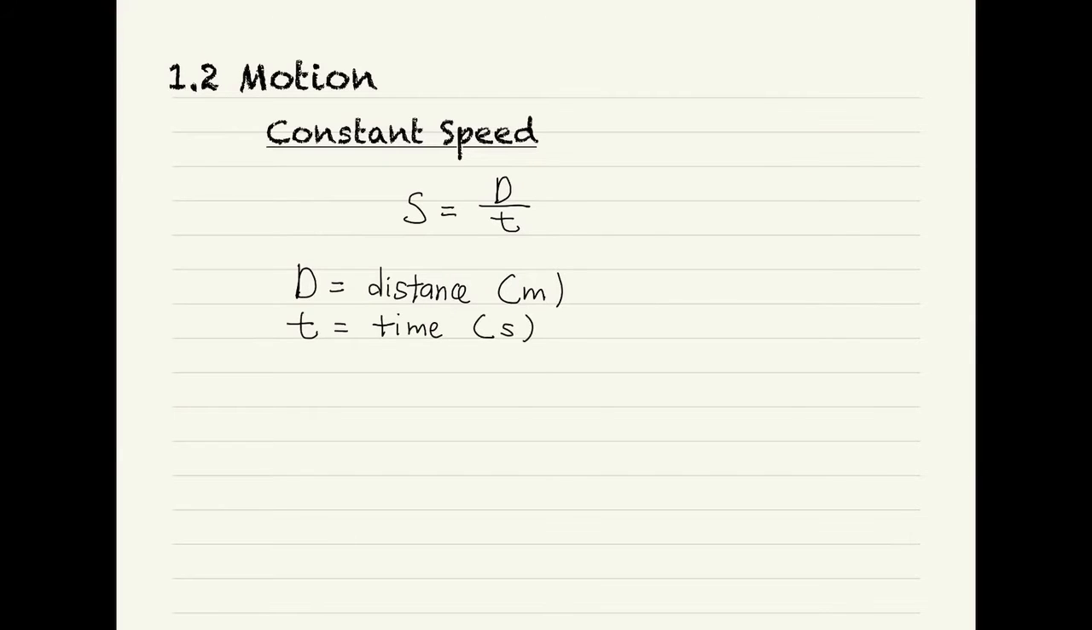The next formula will be S equal to D divided by T. Capital D means distance with the unit meter. The T here is the time with the unit second. The S here is the speed with the unit of meter per second.